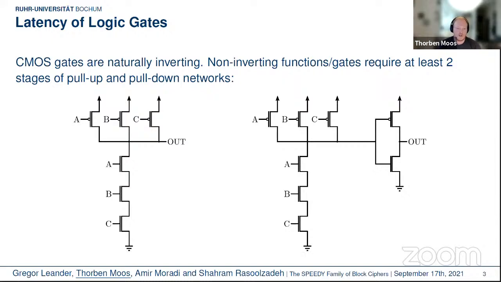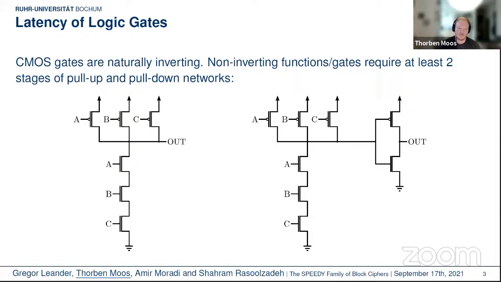So let's jump right into the technical stuff. To start off this work, we looked at how CMOS gates are built. Static CMOS gates are built from a pull-up network made from PMOS transistors and a pull-down network made from NMOS transistors. These gates are naturally inverting. And any non-inverting Boolean function requires at least 2 stages of pull-up and pull-down networks.